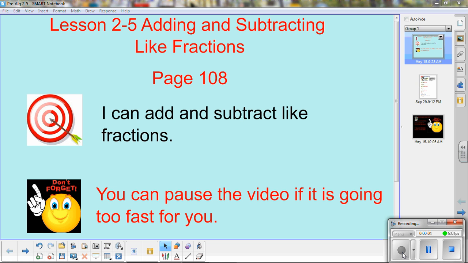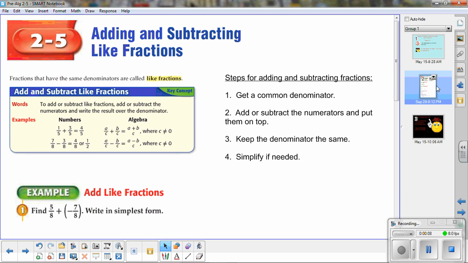In Lesson 2.5, you'll be adding and subtracting like fractions. Like fractions are fractions that have the same denominator, such as 1/5 plus 3/5. To add or subtract like fractions, add or subtract the numerators and write the result over the denominator.